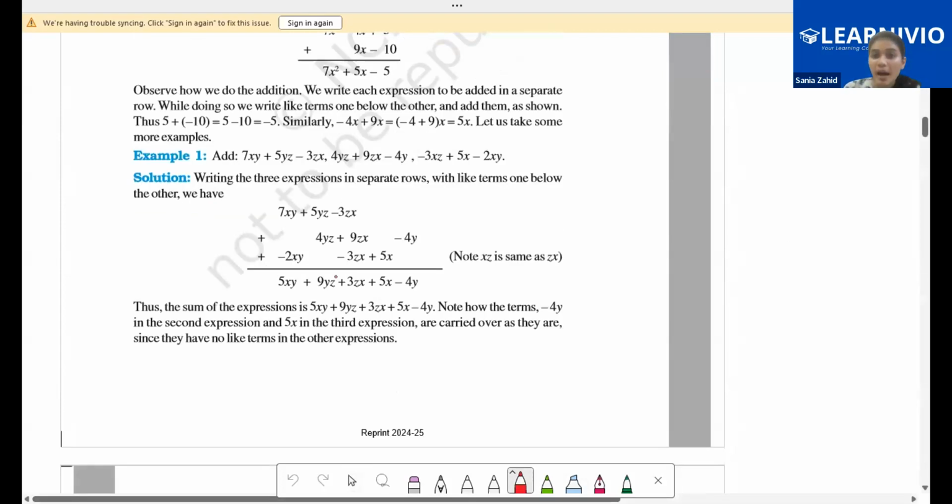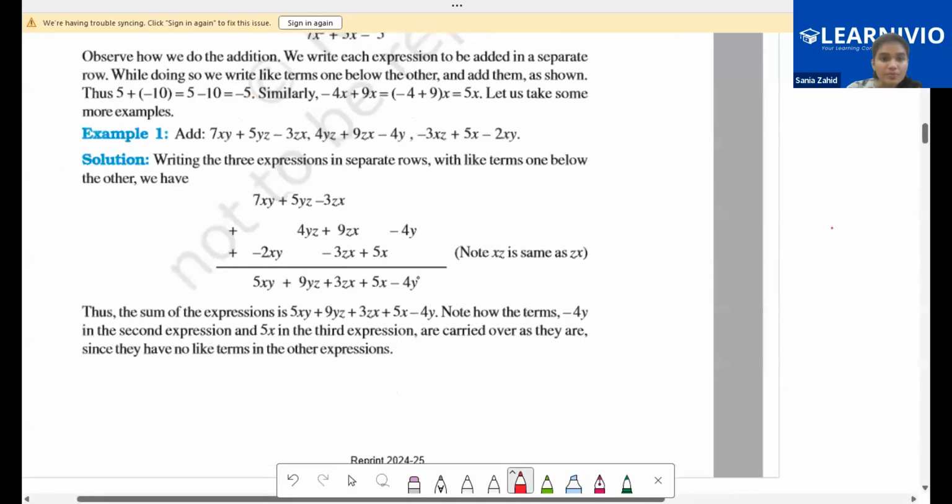Since you are able to add and subtract only like terms, you will make a column and arrange like terms together. Now the next term over here is 9zx. So 9zx you will write below minus 3zx. Then you have minus 4y. Now you would see that in the previous expression, there is no such term which has y in it. So you will make a separate column for it, right? This is what we do.